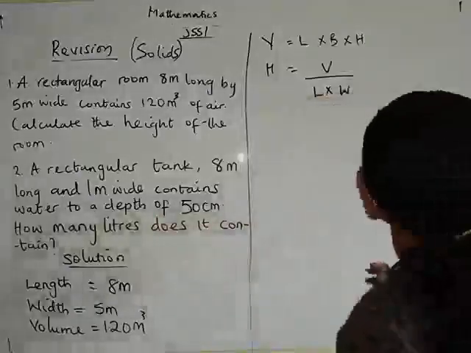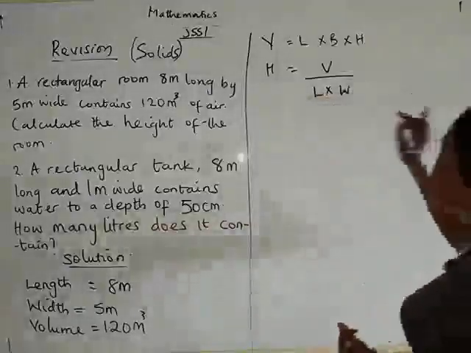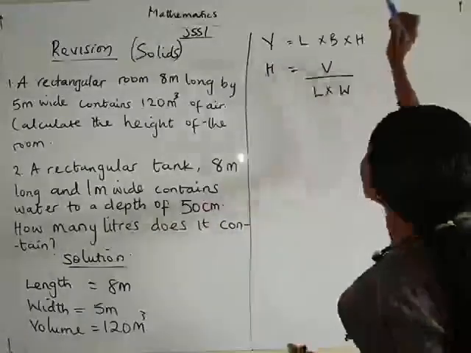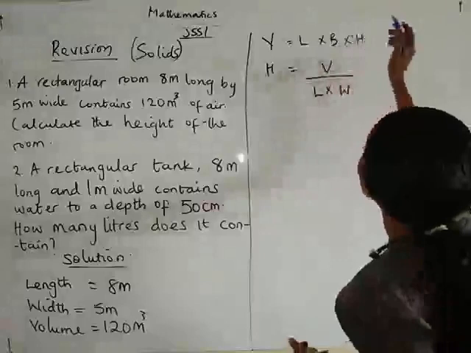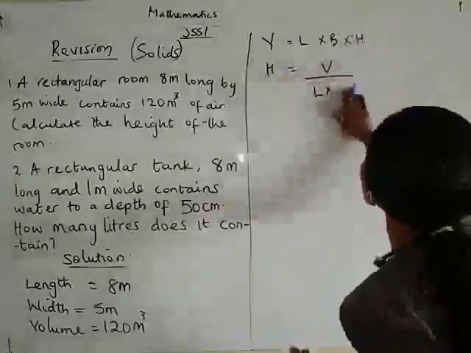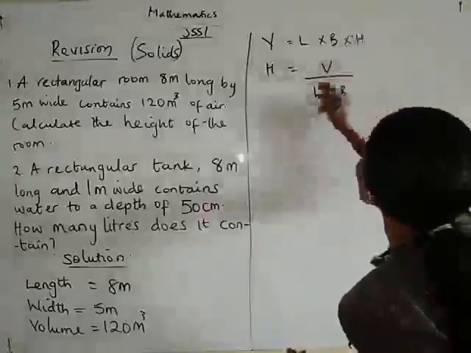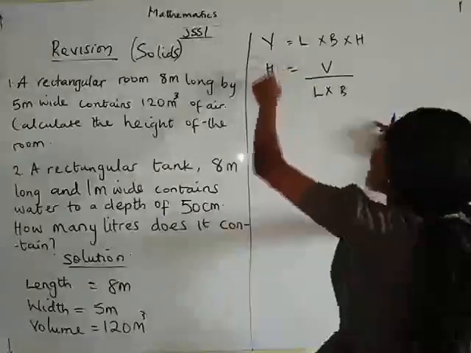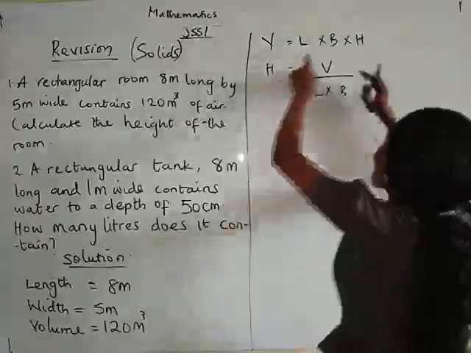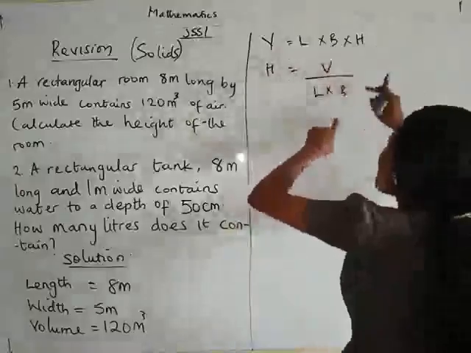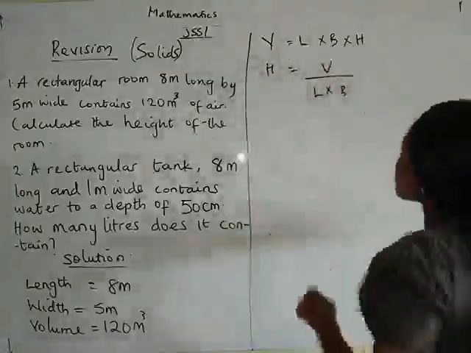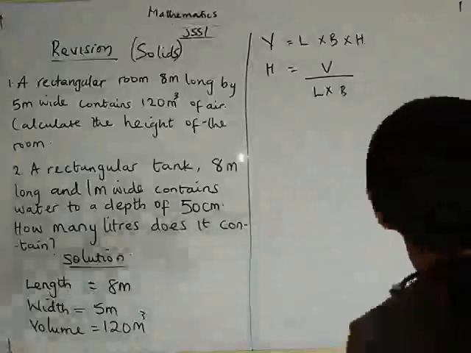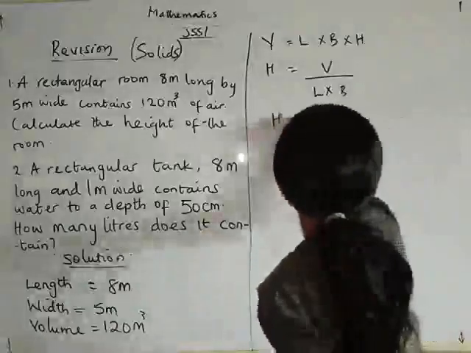How did we get this? Remember that when you divide both sides by your length and your breadth, you'll be left with this. Since we are looking for the height, let's slot in our values.